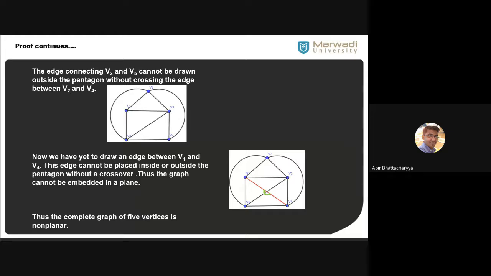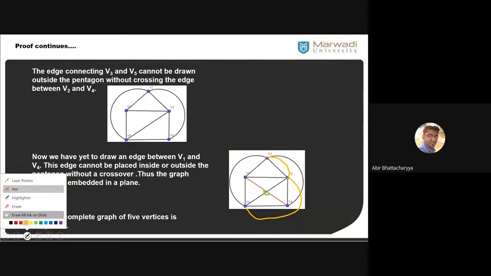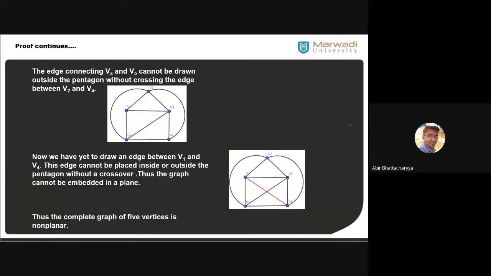So you can try infinite possibilities, all other possibilities. If you want to join V3 and V4, V3 and V5 in this manner, whatever is possible you can try, and at that time you have to prove that it is non-planar. It is planar only if you can find a geometric embedding. You cannot find any geometric embedding. That is why it's not possible. Okay.